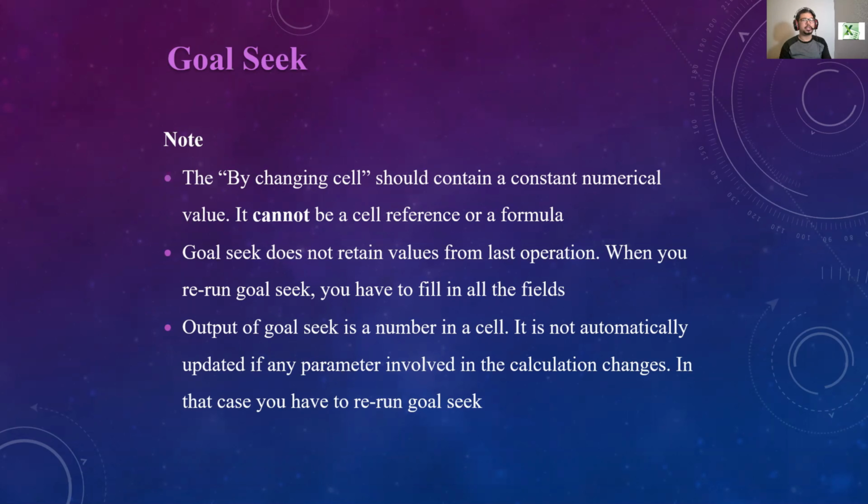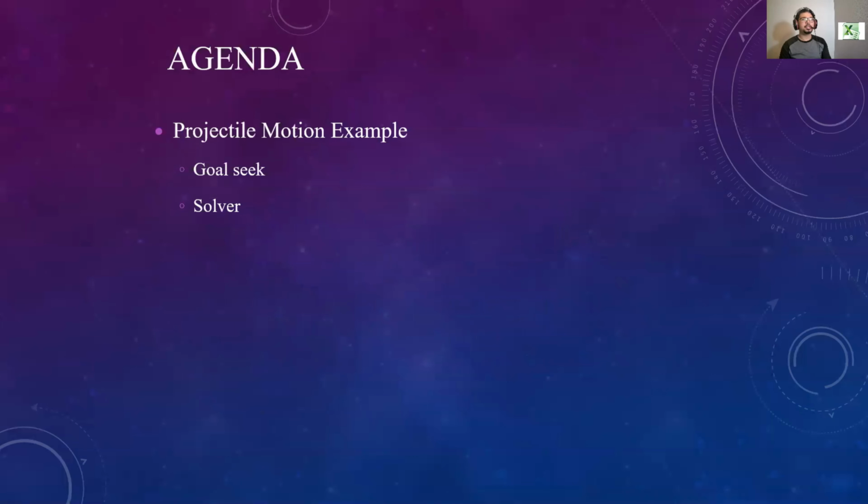If you have only a constant, it will not work on that. So let's just do the problem that we want to solve in this class. We will have a projectile motion example that we can solve with both goal seek and the solver in Excel and see how it works. So let's go to that problem.